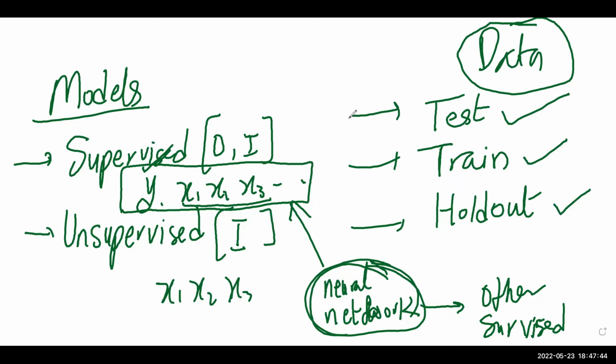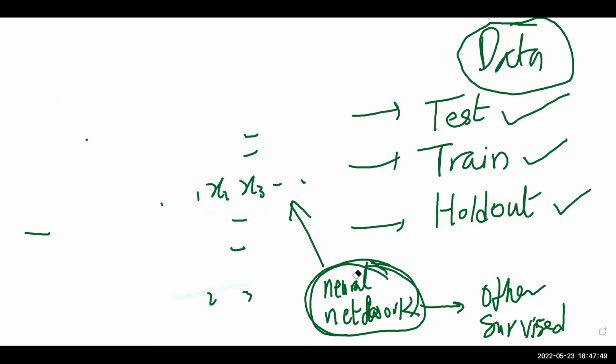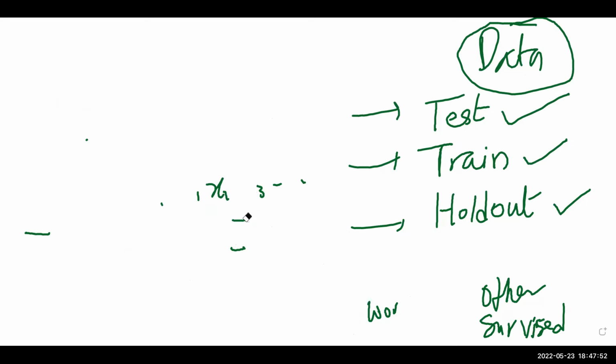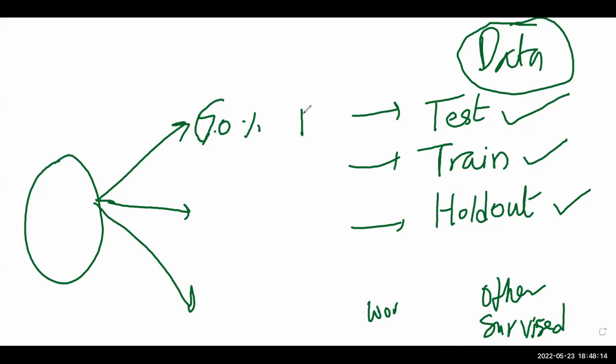Now, what is the meaning of this data? Listen carefully. Normally, we have only one data set in the beginning, a single data set. And this data set is divided into three parts. This part is 70% or 60% of the data set. We run the model on this data set. This is called test data. Test data is the data on which you are running the model.